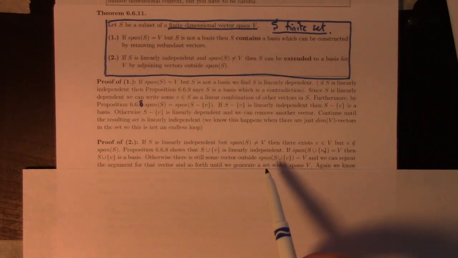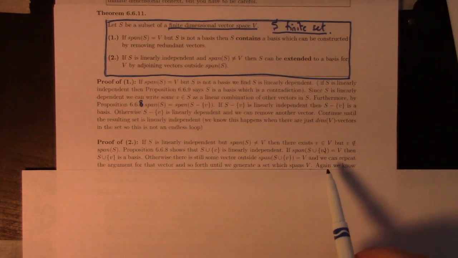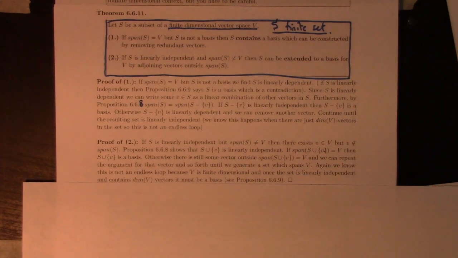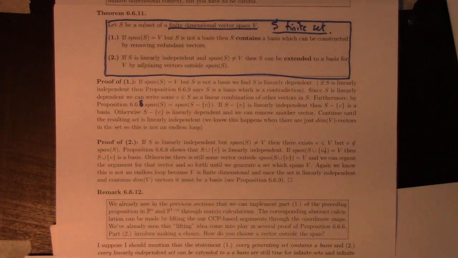And we repeat this argument so forth until we get up to n number of vectors, where n is the dimension, which span V. And again, we know this is not an endless loop because V is finite dimensional. And once the set is linearly independent and contains dim V vectors, it must be a basis. All right?